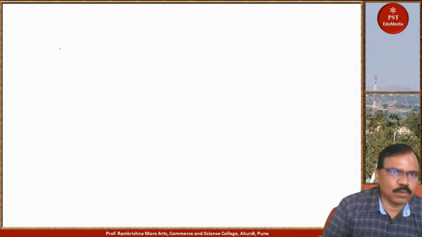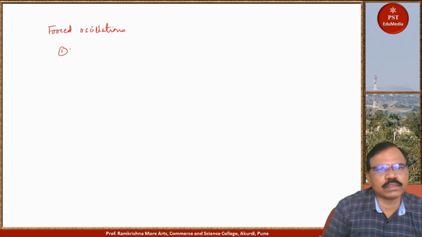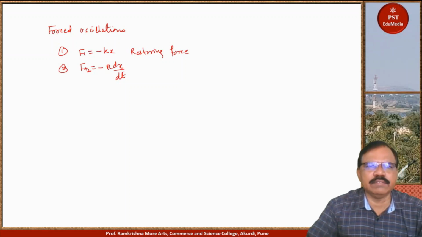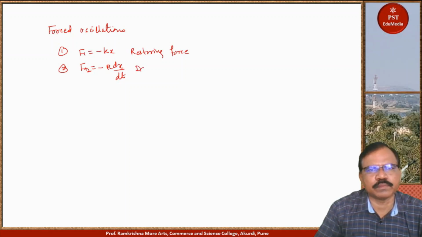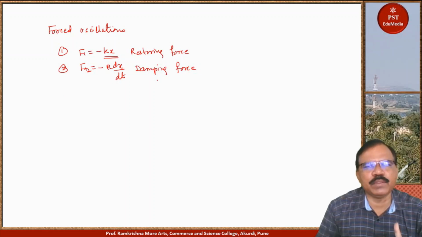So in forced oscillations, we have three forces now. First force, that is F1 is equal to minus Kx. This is restoring force. Now second force, that is damping force. F2 is proportional to velocity. So we take minus R into dx by dt. Dx by dt is velocity. This is called damping force, which opposes the motion. This restoring force tries to maintain motion, but due to damping, amplitude goes on decreasing.